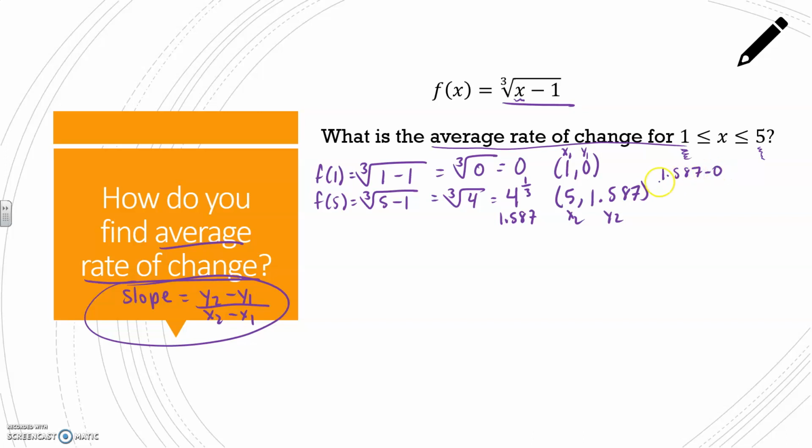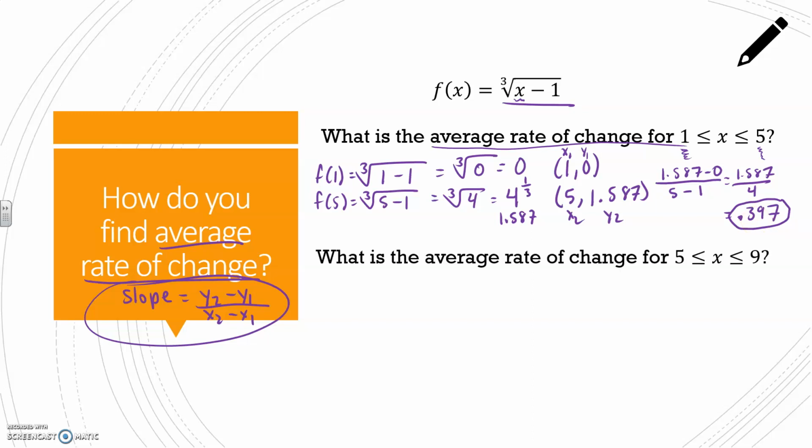1.587 minus 0 over x2 minus x1, so 5 minus 1, I get 1.587 over 4. Type that into my calculator, and I got 0.397. So in the interval from 1 to 5, I get an average rate of change of 0.397. Now, the next question is, what is the average rate of change from 5 to 9?